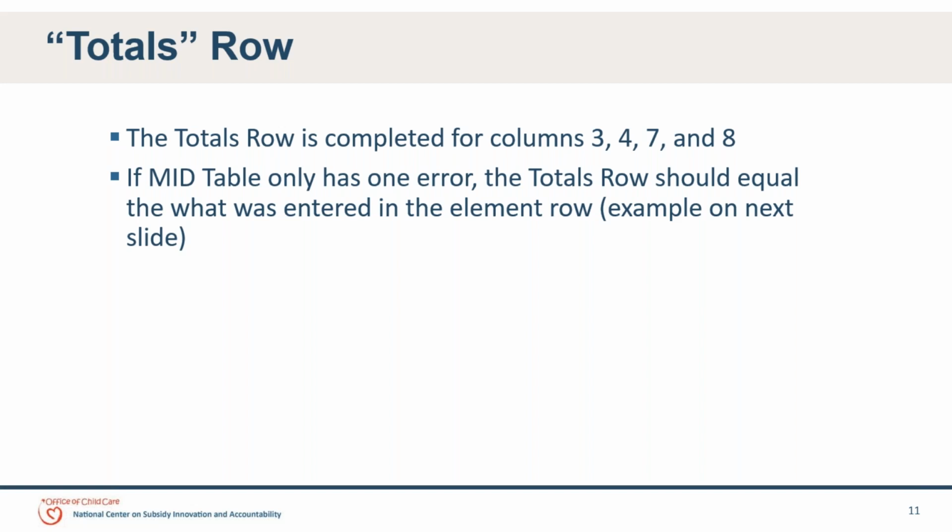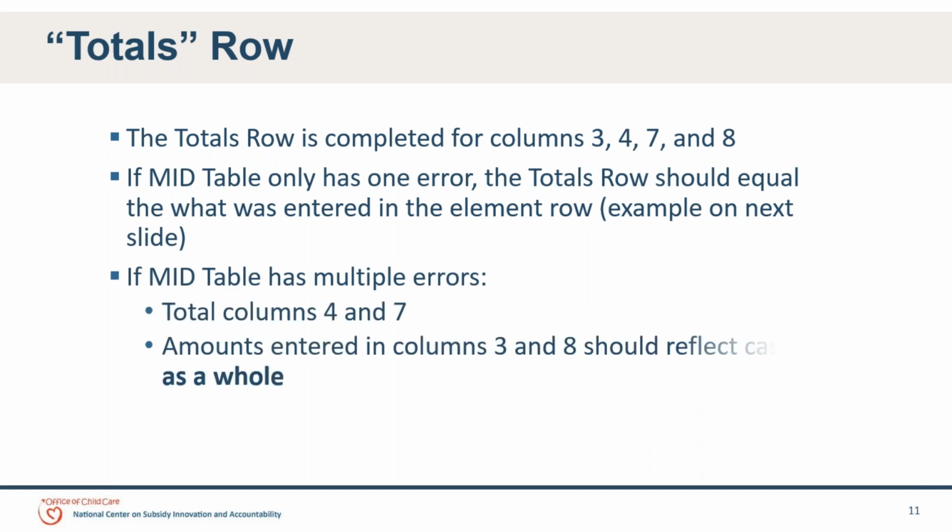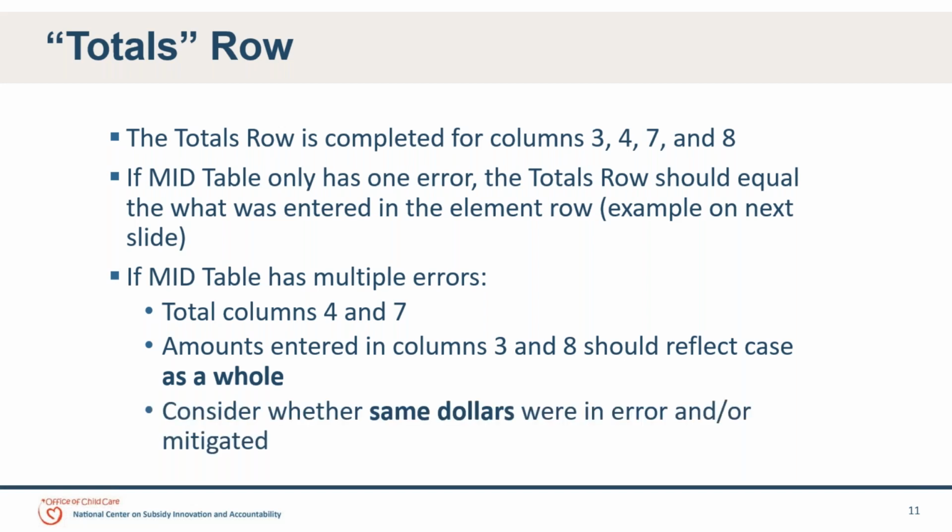But if there are multiple errors, there are some more specific instructions here. We need to look at columns 4 and 7 as true totals. So what you would be doing is just summing up what was entered for each of the rows that had an error in columns 4 and 7. However, columns 3 and 8 need to reflect the case findings as a whole. So this means you may not necessarily be doing a true total. What we're interested in is how the total represents the case as a whole. The important thing to think about for columns 3 and 8 is whether the same dollars were in error and or mitigated. Let me show you a couple of examples.